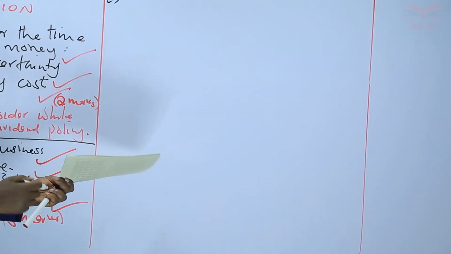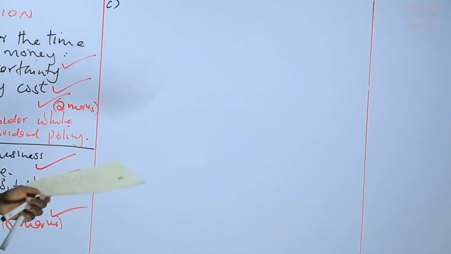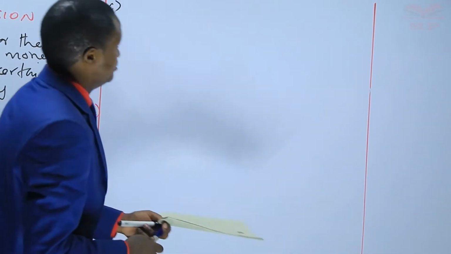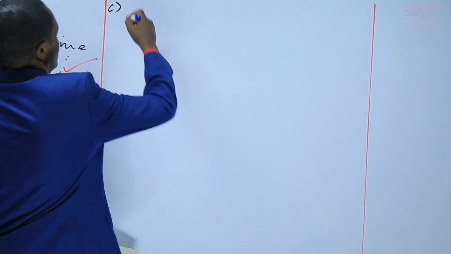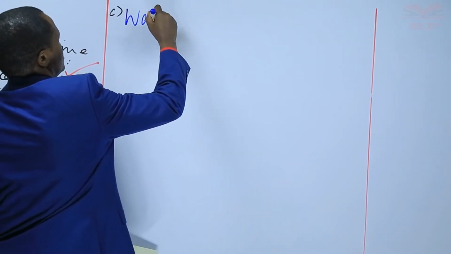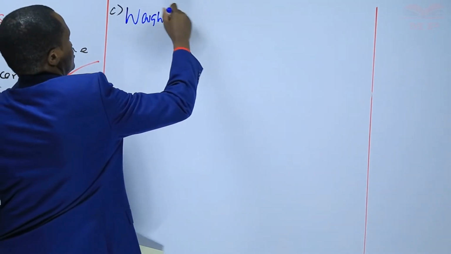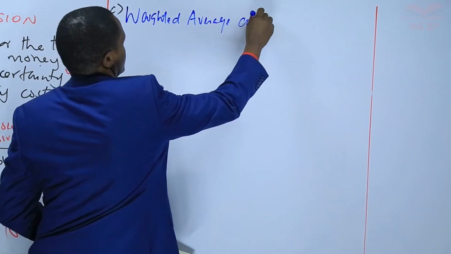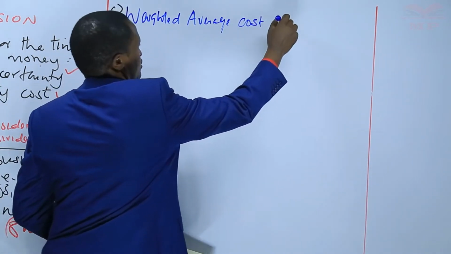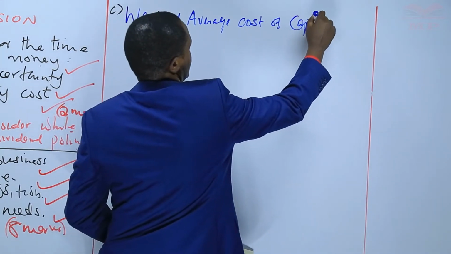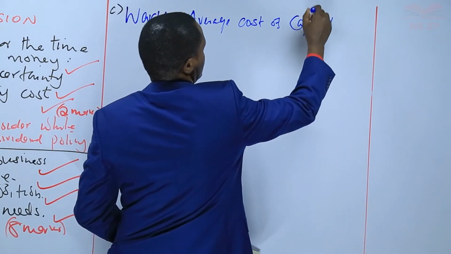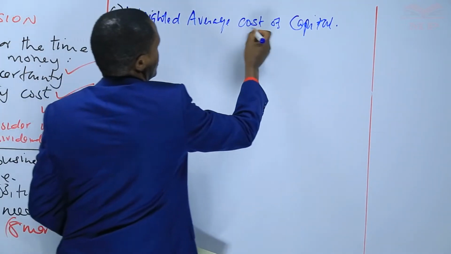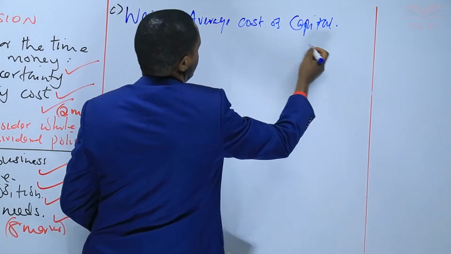Part C. Weighted average cost of capital. I'll use my blue pen. Weighted average cost of capital.